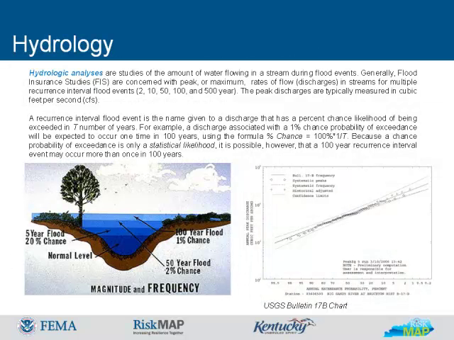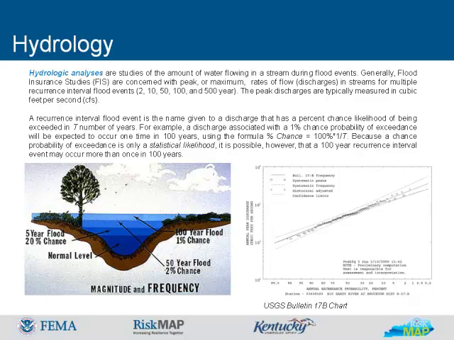Hydrologic analyses are studies of the amount of water flowing in a stream during flood events. Generally, flood insurance studies, or FIS, are concerned with peak or maximum rates of flow, discharges, in streams for multiple recurrence interval flood events. 50, 10, 2, 1, and 0.2% annual chance are the return periods commonly analyzed. The peak discharges are typically measured in cubic feet per second, or CFS.